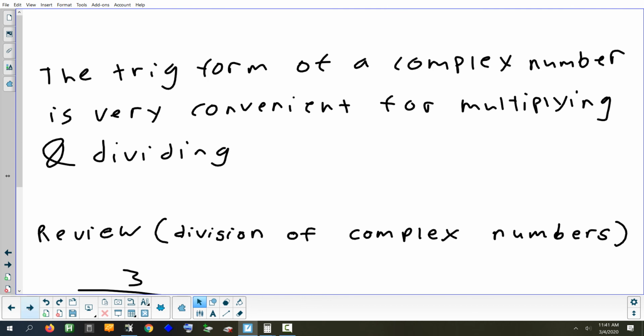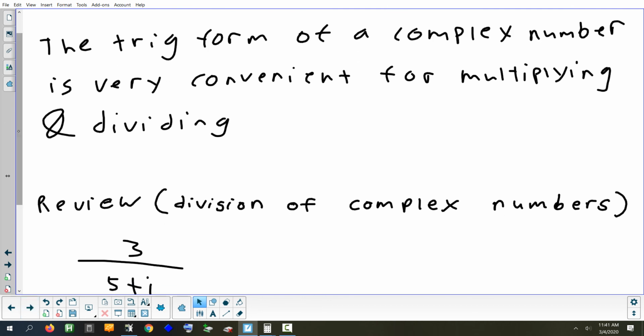Okay. So the trig form of a complex number basically gives you a very quick way to multiply and divide. I'm going to show you very quickly how we used to divide complex numbers by multiplying by the conjugate. I'm just going to go through it pretty much as fast as I can while still trying to say stuff out loud. We did this back, I think, when we talked about quadratic equations. We did quadratic formula with imaginary answers. So it was way back in like chapter 2.